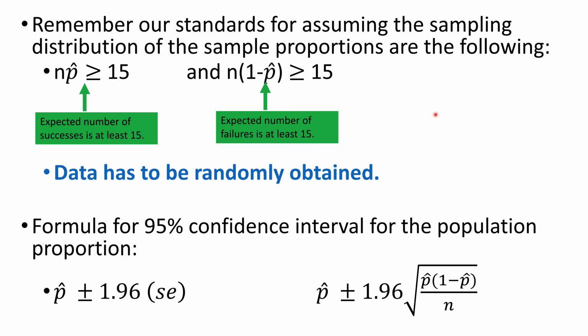Remember, our standards for assuming the sampling distribution of the sample proportions are the following. We have to check both conditions before we assume p hat follows a normal distribution. What's more, data has to be randomly obtained so we can assume p hat follows a normal distribution. After we check this part and this part, we can use the formula for the 95% confidence interval for the population proportion. Note that the estimated standard error is calculated in this way.